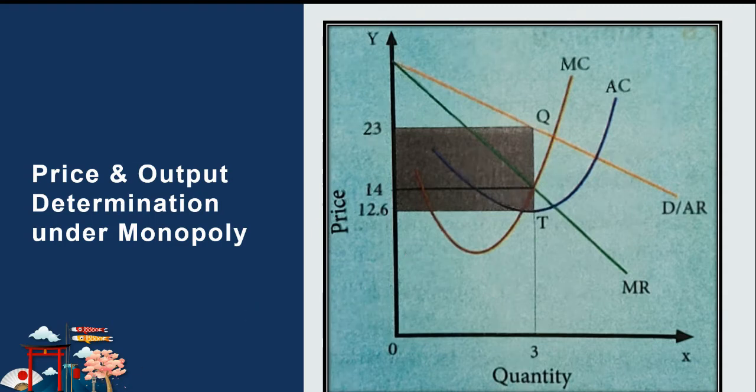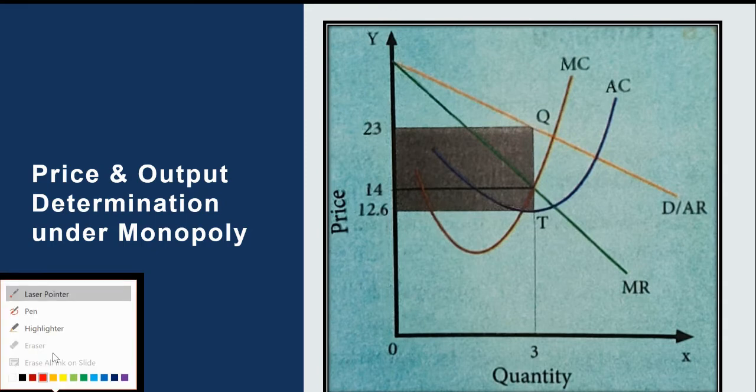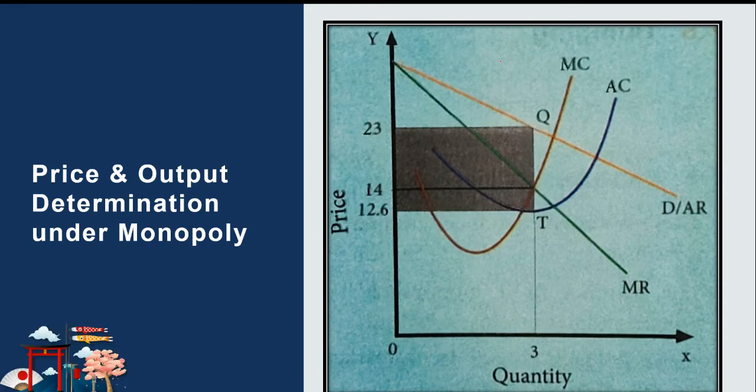So what is the condition for equilibrium? Let me see who is answering that question. What is the condition for equilibrium? First condition. Good. I can hear one of you answer it. Very good. MR is equal to MC. That is the first condition. What is the second condition? Very good. Now I think all of you are able to recall. Very good. MR curve.